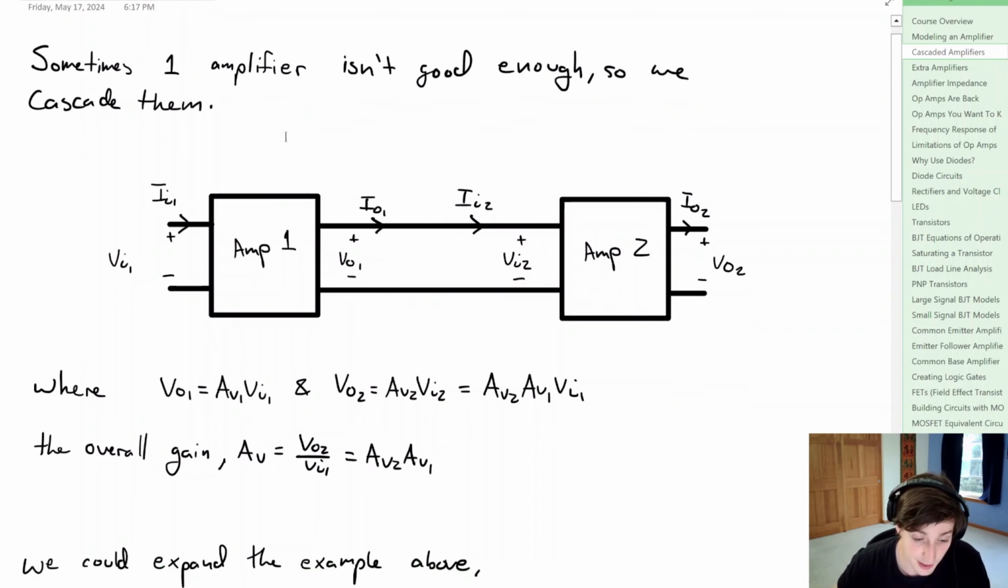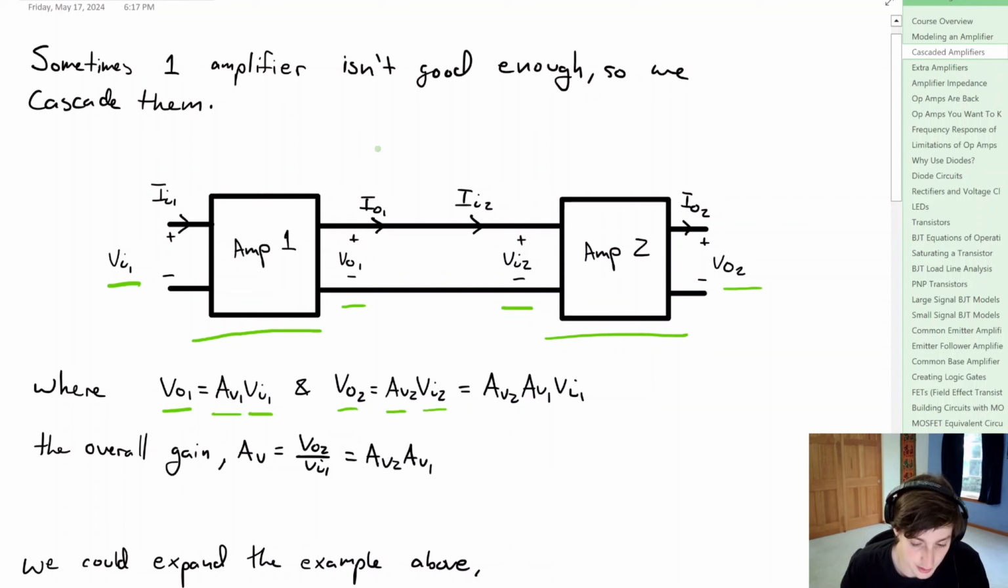But anyways, if we have cascaded amplifiers, essentially we have one amplifier here on the left, where we have an input denoted by the subscript 1. We have an output that is tied to the input of another amplifier, and then we have our final output. And we know that the output voltage of that first amplifier will be the voltage gain times the input, and it will follow through for the second amplifier.